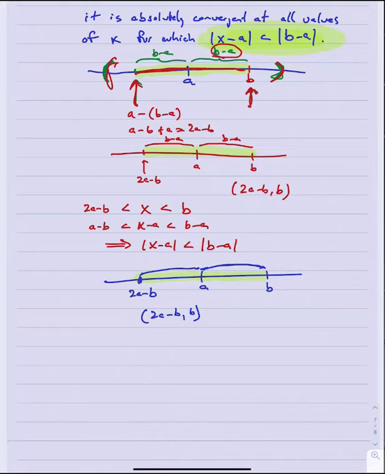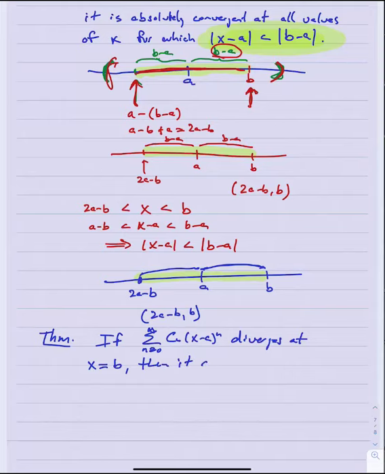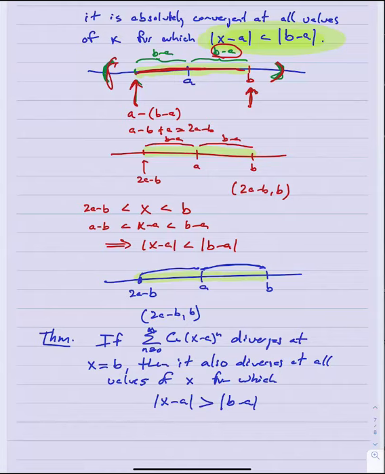All right, now, I said there was two theorems, and I'll just quickly say what the other theorem is, because it's just the flip version of this, which is if this series diverges at x equals b, then it also diverges at all values of x for which the absolute value of x minus a is greater than the absolute value of b minus a.